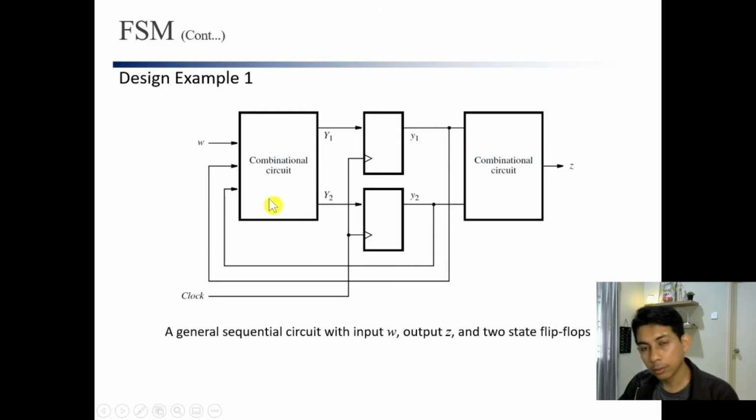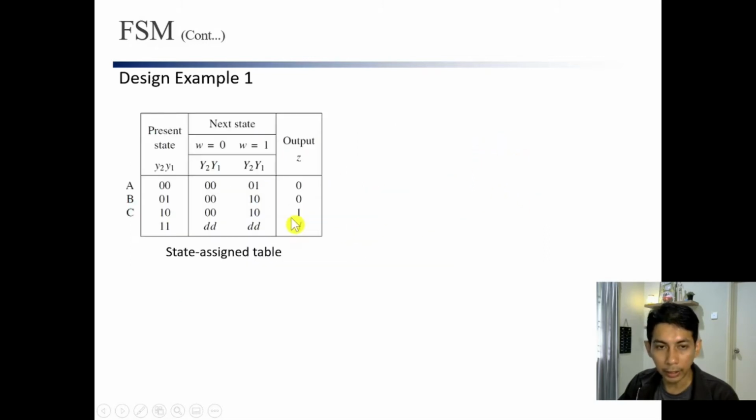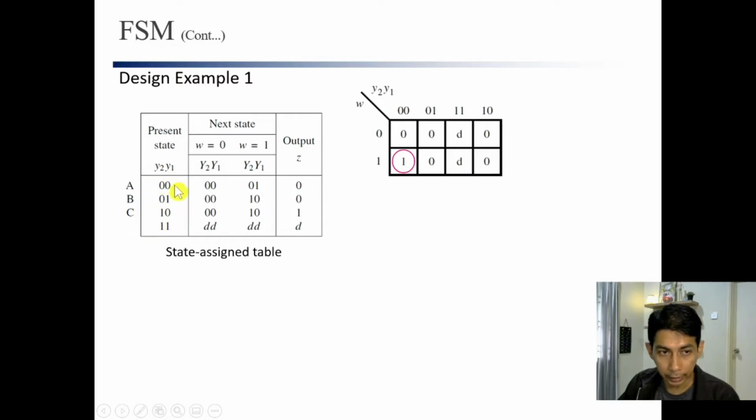So your job is to design what is inside this box and inside this box. We have learned already last week how to design that, where you need to have the state assign table where you represent the state as the digital representation. For example, state A you represent with 0 0, state B you represent with 0 1, and state C 1 0. And this is the next state.